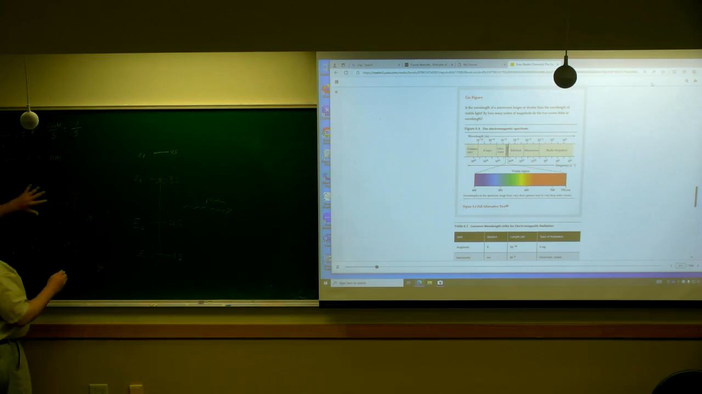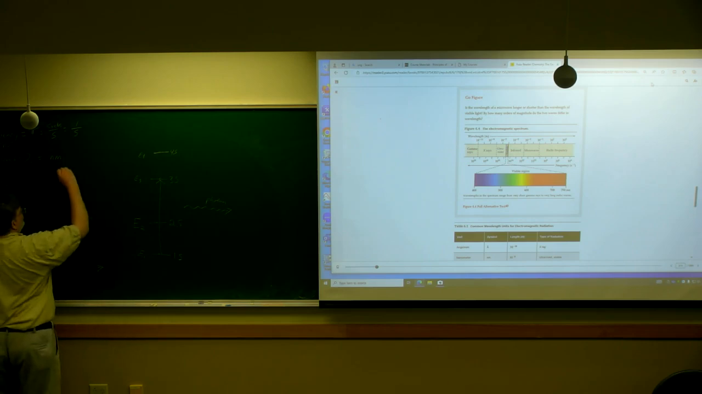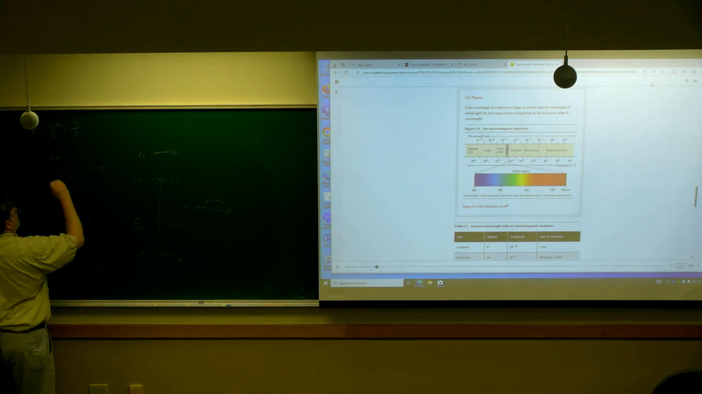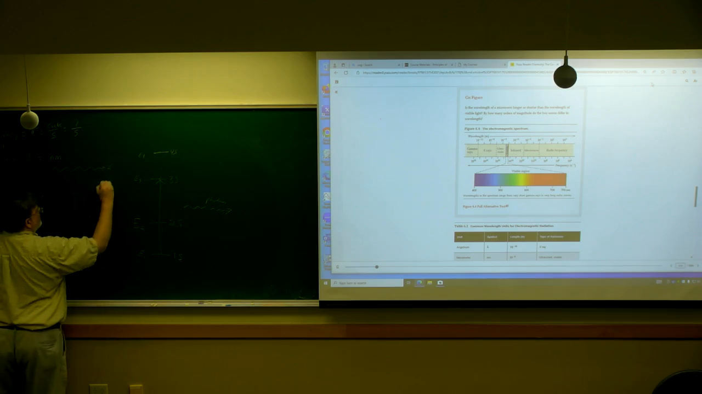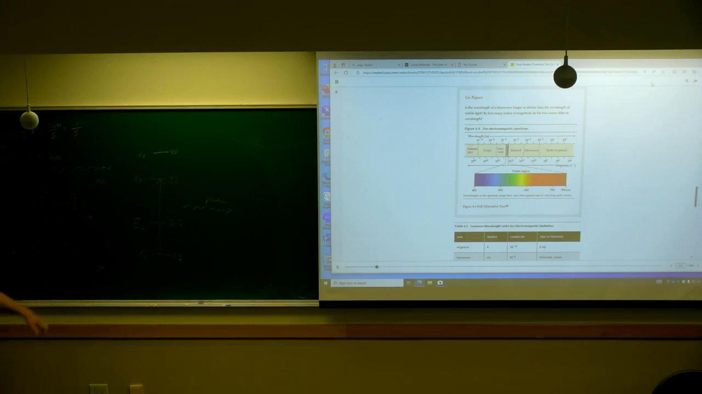If I didn't have this and this, and I said, hey, here's a photon, here's another photon, A and B, and I would say, which one has the higher frequency? This one has the higher frequency. Which one has the longer wavelength? This one has the longer wavelength. Which one has more energy in it? This one has more energy. It's just worth seeing that qualitatively.